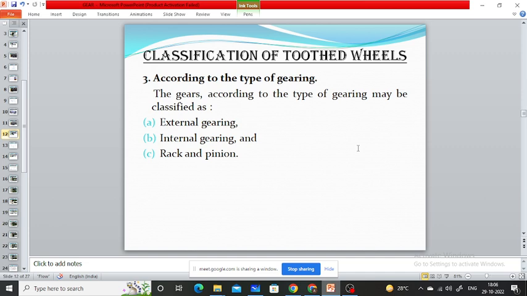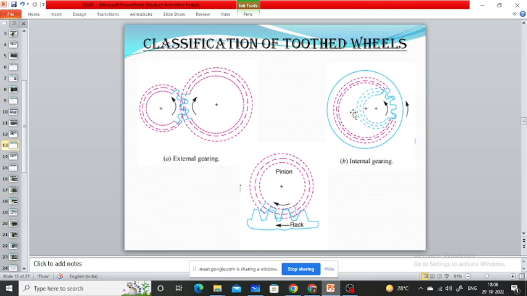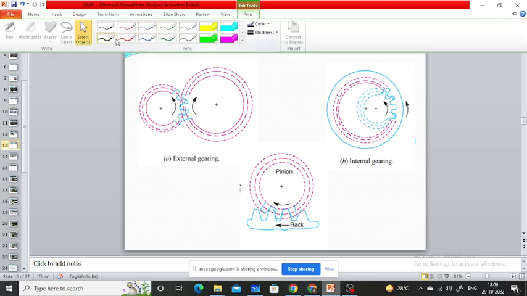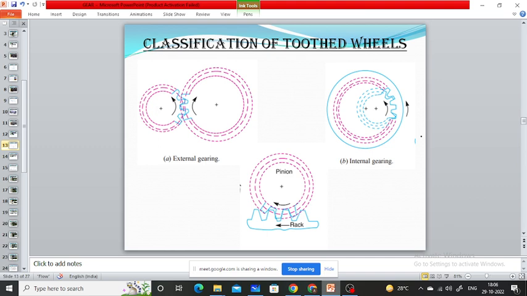According to the gearing, gears are classified into three types: external gearing, internal gearing, and rack and pinion system. In external gearing, teeth are cut on the external surface of the gear and the gears mesh externally. But in internal meshing gears, teeth are cut internally and mesh internally.